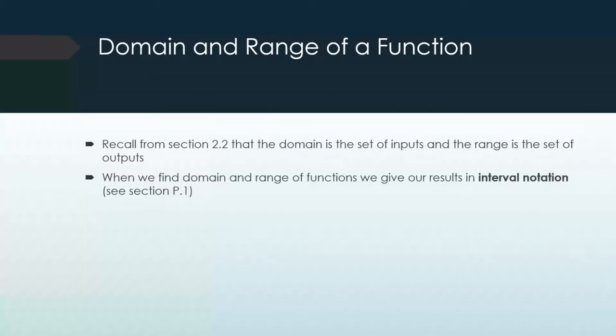So domain is the set of inputs, and then the range is the set of outputs. So when we start looking at equations and functions and graphs, when we find the domain and the range, we give our results in interval notation. And we use interval notation going forward for anything where you are giving a set of values. So everything we're going to do is interval notation. And if you don't remember what that is, you can go back to section P.1. It talked about interval notation and how we write those things.